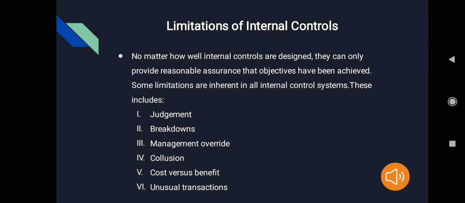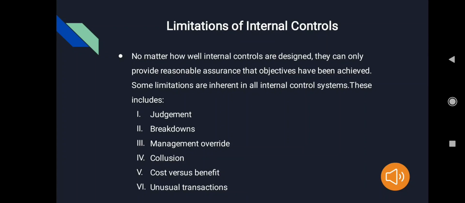Next, we move on to limitations of internal control. No matter how well internal controls are designed, they can only provide reasonable assurance that objectives have been achieved. Some limitations are inherent in all internal control systems. These include judgment, which means the effectiveness of control will be limited by decisions made with human judgment under pressure to conduct business based on the information at hand.